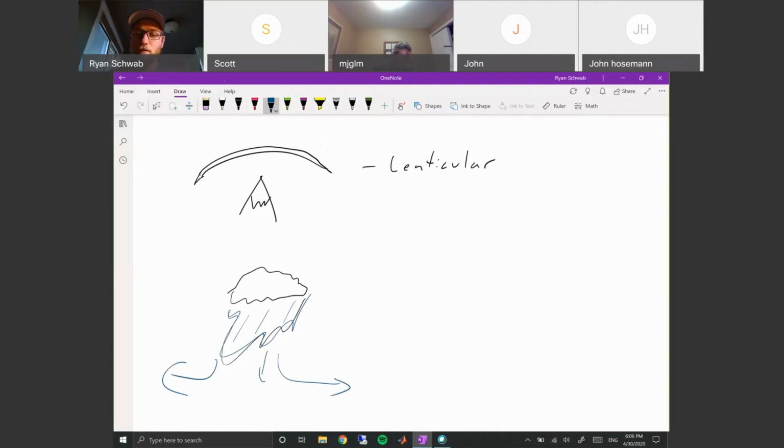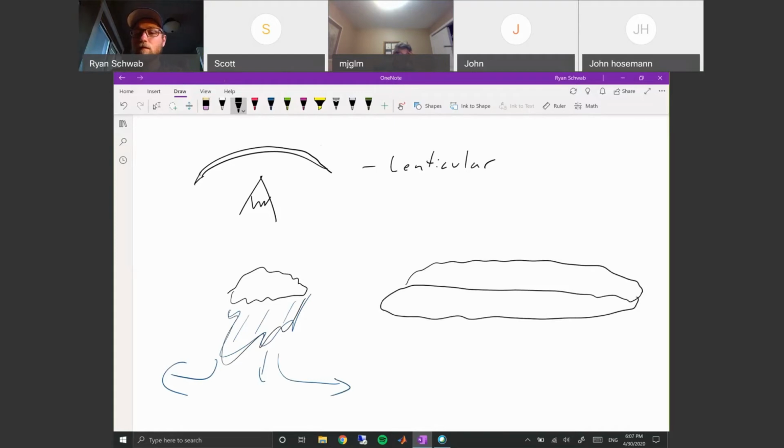And then finally, another thing, I'm not quite sure how to draw this, but I'll do my best. We'll put a little top of the cloud there. Imagine here that this gray section down here is the bottom of the cloud that we're looking up at. So this next thing is called Mamatus, and it's kind of these hump shapes on the bottom surface of the cloud.